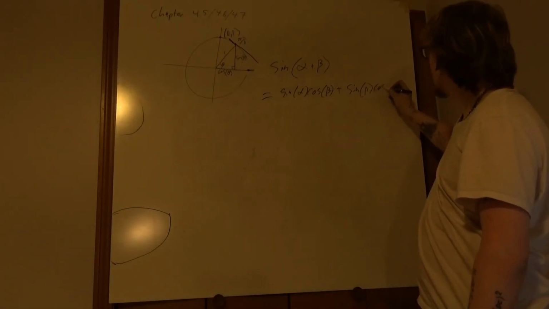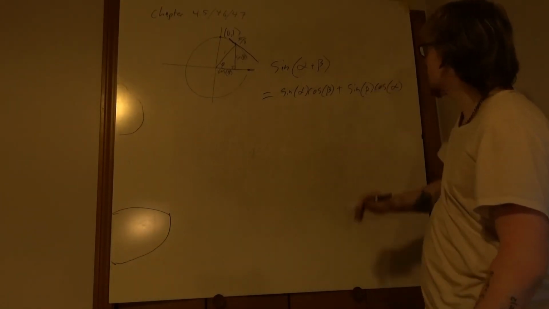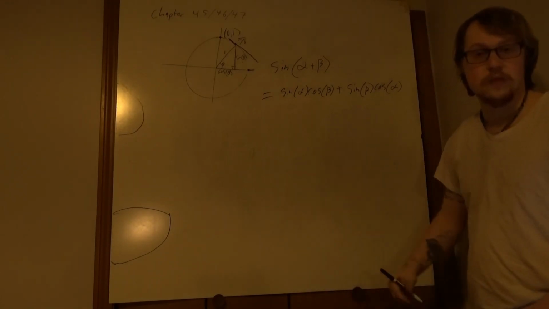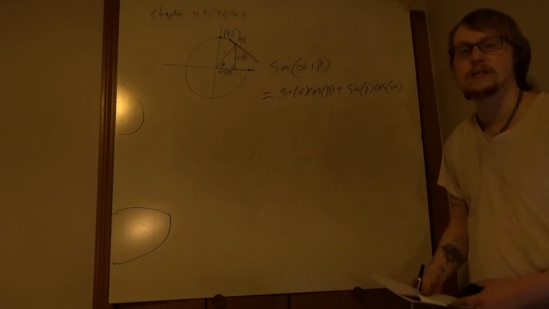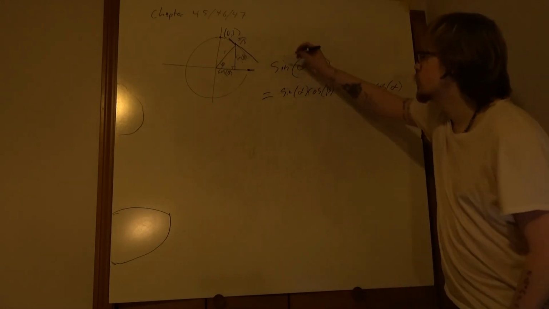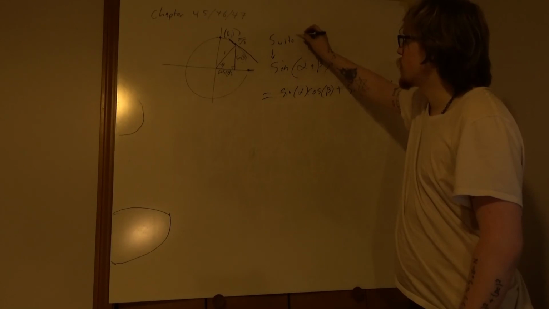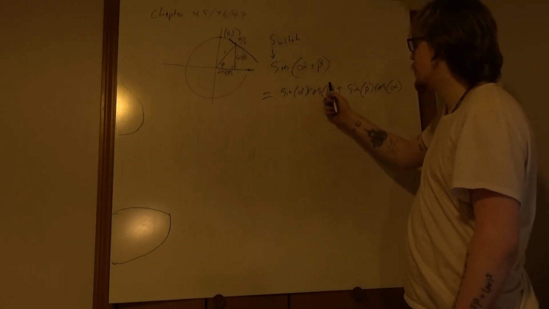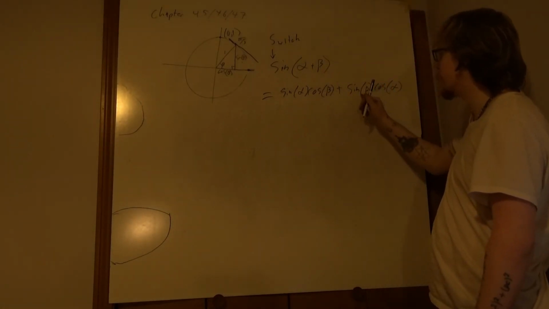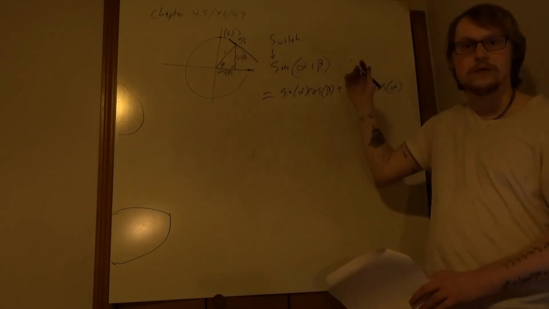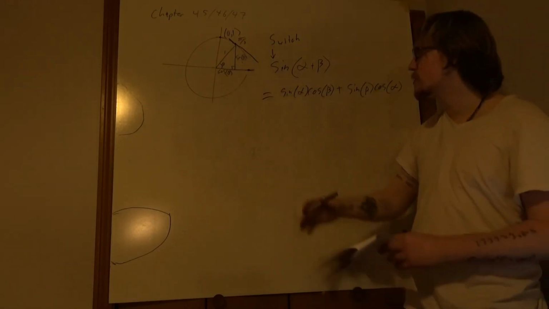times cosine alpha. So that is something that you will just have to straight up memorize, but it's not too hard. I do it by saying this is S, so S stands for switch, and so we have sine alpha cos beta, and then we switch them and we get sine beta cos alpha. So that's the switch, and it comes from sine.